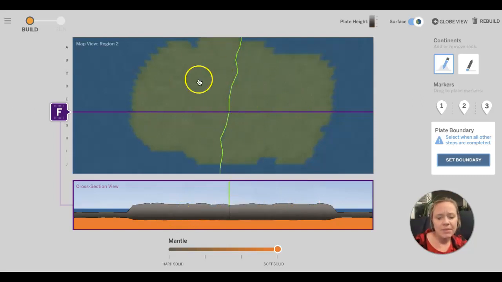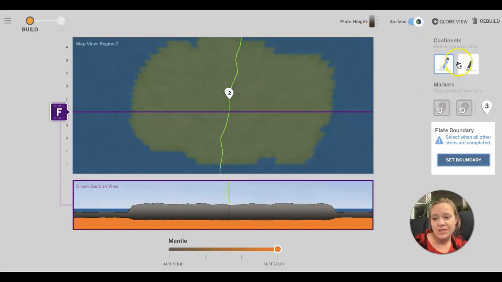It would probably be best if it goes over the plate boundary line, since we're trying to figure out what happens as these plates move. Your plate markers are over here. So here you're going to put one GPS marker as close to this green line as possible on one side, and you're going to put the other one as close as possible on the other side.